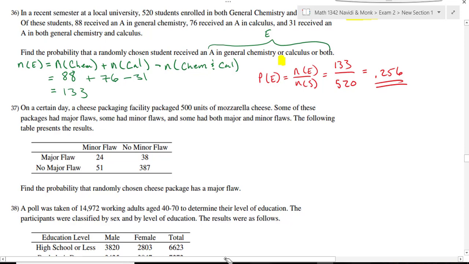Find the probability that a randomly chosen cheese package has a major flaw. The number of elements in my event is going to be equal to 24 plus 38. Do you see why I have to add those numbers together? Because both of them fall under the row of major flaw. And what does that equal to? 62. How many elements in our sample space?